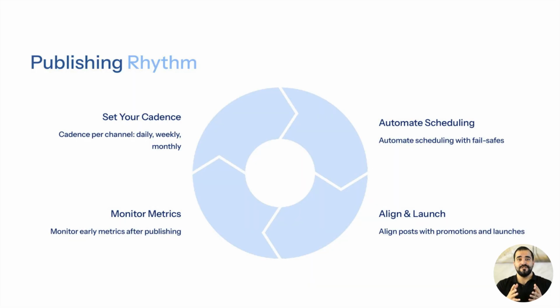Establish a consistent publishing rhythm by choosing a cadence for each channel, whether that's daily, weekly, or monthly, so your audience knows when to expect you. Once that rhythm feels natural, automate the scheduling with a few fail-safes in place, giving you reliability without constant babysitting. From there, line up your posts with any promos or launches so your content actually supports what you're trying to move forward. And after each publish, watch those early metrics closely. They give you a quick read on what's landing, what's lagging, and what small tweaks can boost performance on the next round.